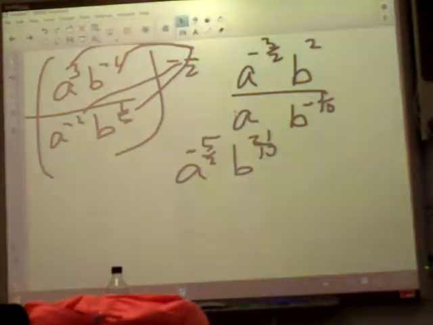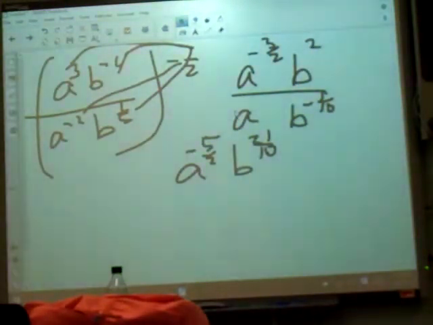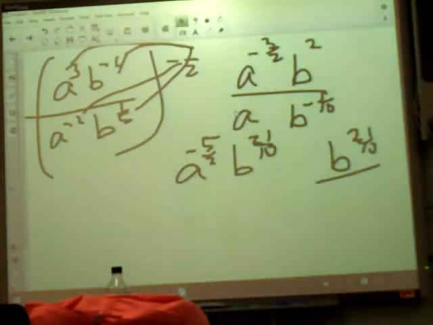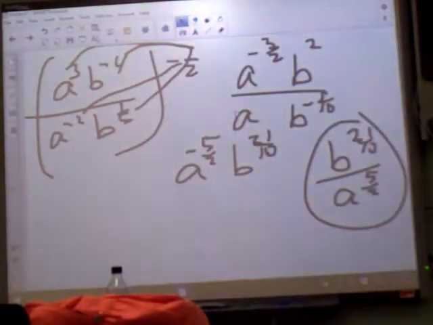Now I'm caught up with what Zane was looking at. There's nothing else I can simplify A and B wise, but that A's got a negative power. So it's got to go on the bottom. So I've got B to the 21/10 over A to the 5/2.